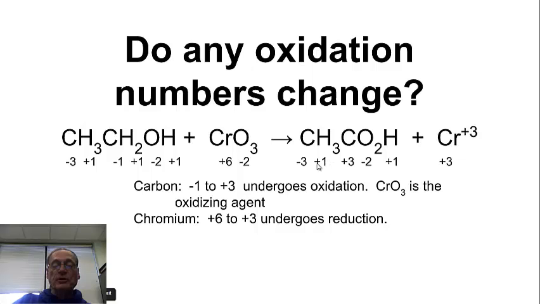These hydrogens are each +1, so the carbon has to be a -3. This hydrogen's a +1. Each of these two oxygens is a -2, and so the carbon here comes out to be a +3. And of course the chromium here is a +3 because that's its charge.